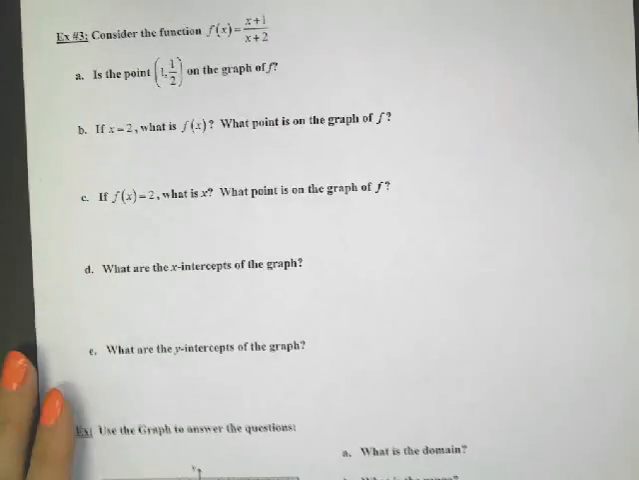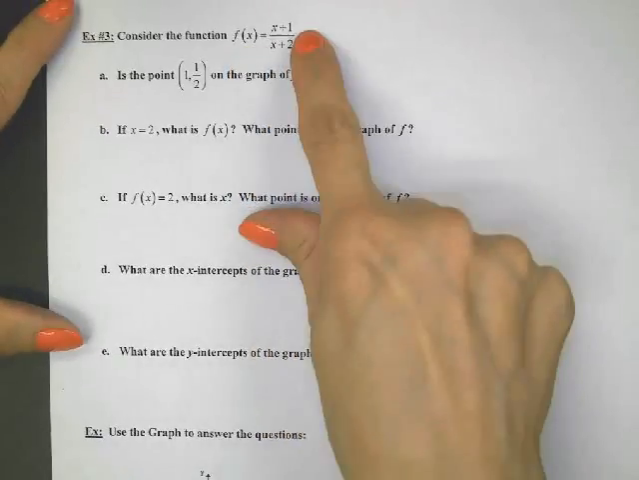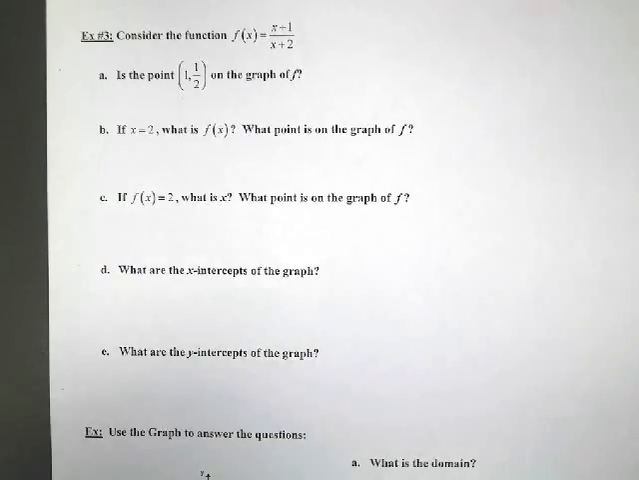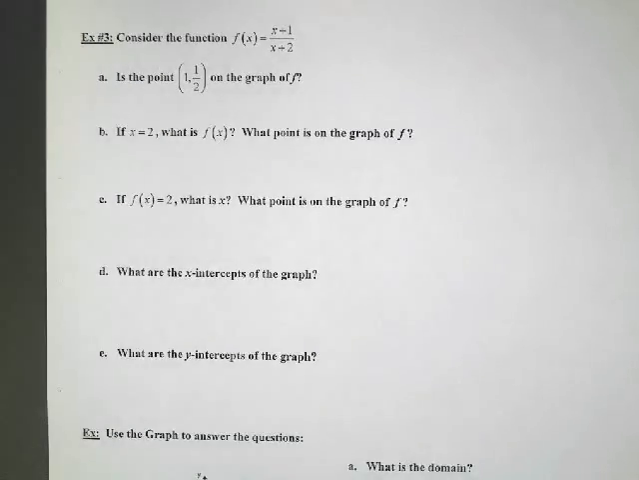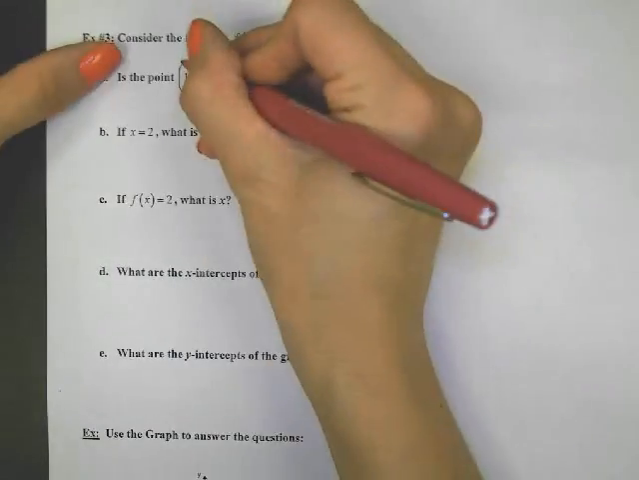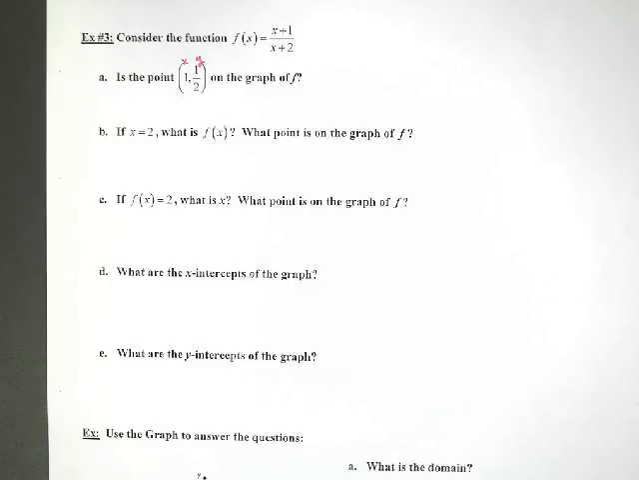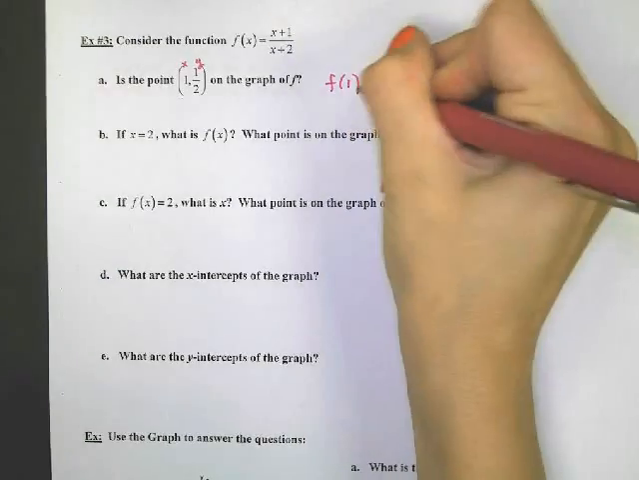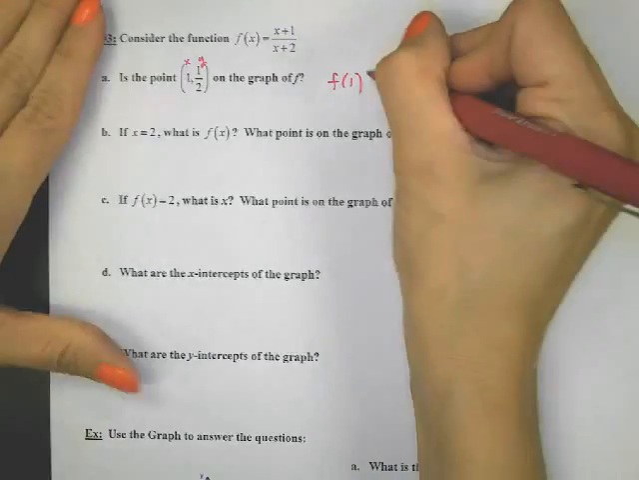So let's take a look at some more. Here is a more algebraic approach. We have a rational function f of x equals (x plus 1) over (x plus 2). Question A, is the point (1, 1/2) on the graph? Well, what this means is 1 is an x value and the y is the 1/2 value. And is that on the graph? I think what I'll do to test this is calculate f of 1. I'm going to put 1 as the input, and I'm going to see if I get 1/2 as the output.